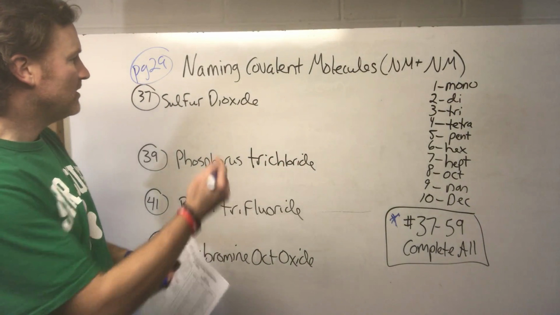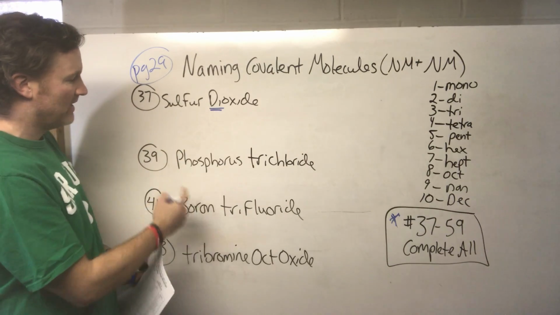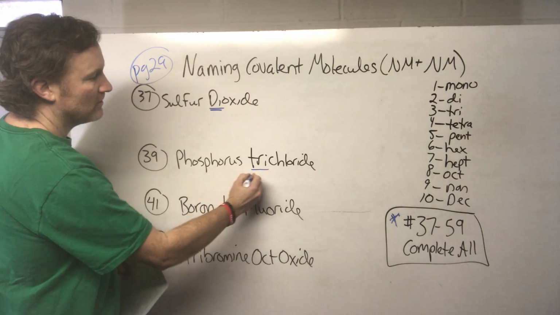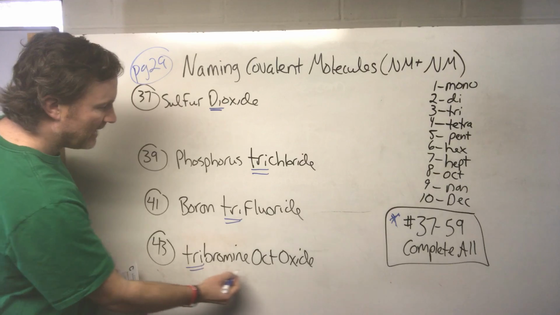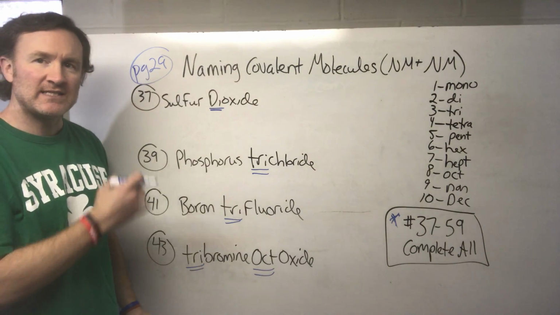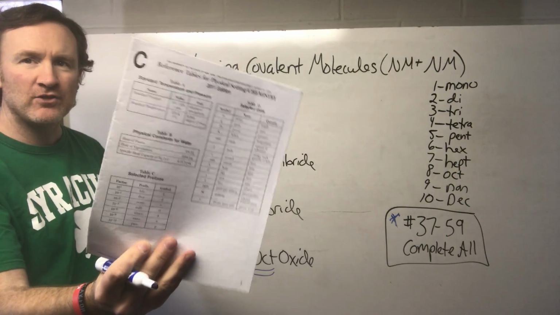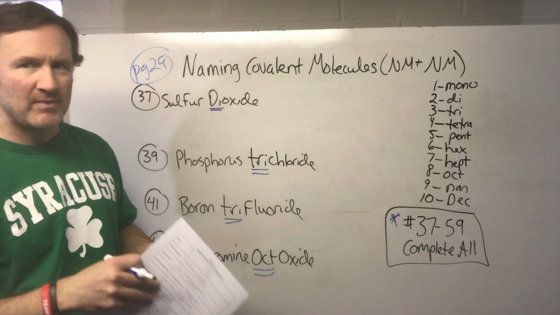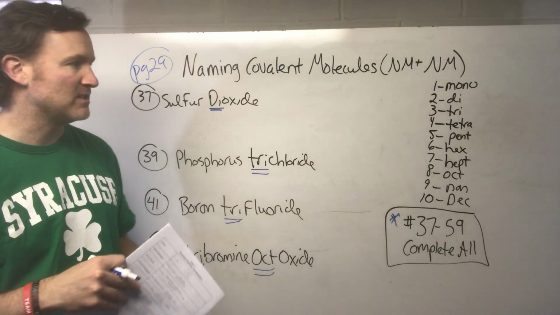So if we look at 37, sulfur dioxide, there's my prefix di. In 39, we have phosphorus trichloride, so there's tri. Boron is the same one, and then we see tri again with oct in number 43. Those prefixes tell you the numbers that you're actually going to use with the symbol. You also need your reference table, a combination of the periodic table and maybe Table S if you're unfamiliar with what the symbols are.